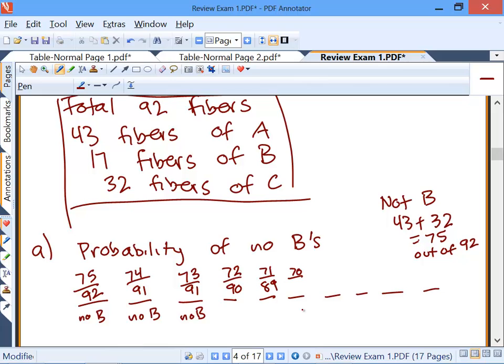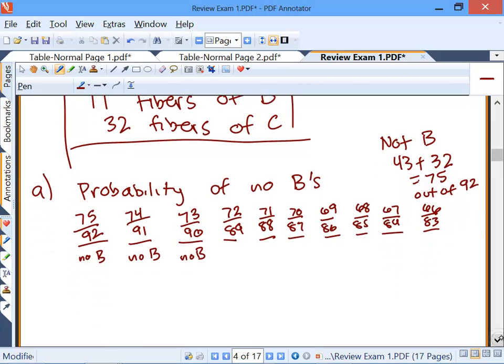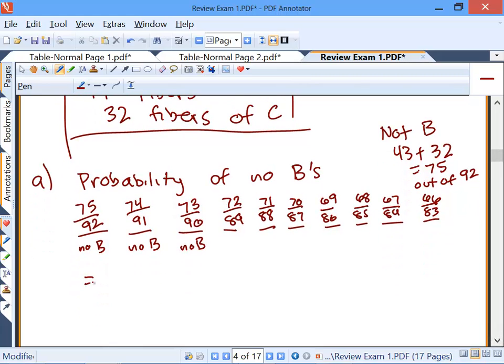We should change this up. I did 91 twice? Yeah, thanks. Okay, so let's try 73 out of 90, 89, 88, 87. Let's see, so this is going to be 69, 68, 67, 66, 86, 85, 84, 83. At this point, it's going to take a little while to put in, right? But we can try it.